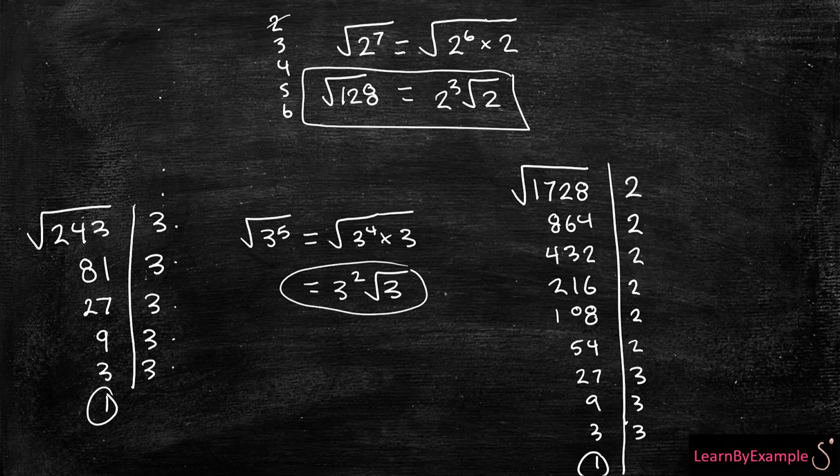So now here we have something that looks a little different. So we have 1, 2, 3, 4, 5, 6 2's. So that's the square root of 2 to the power of 6 times 1, 2, 3 3's. So times 3, which is equal to the square root of 2 to the 6 times 3 to the 2 times 3.